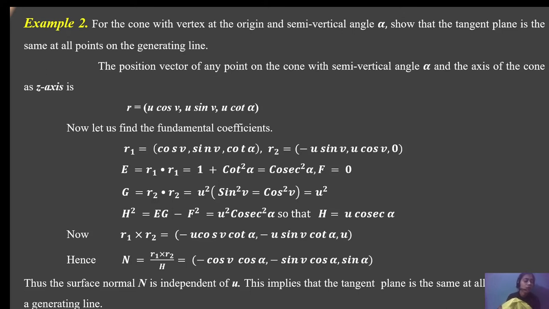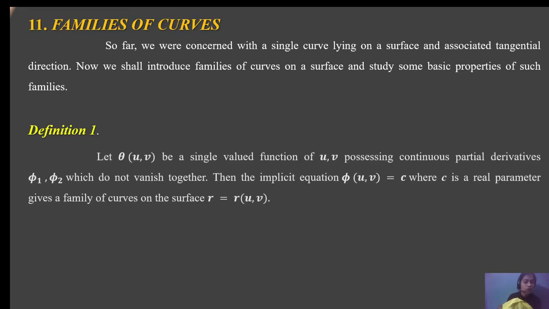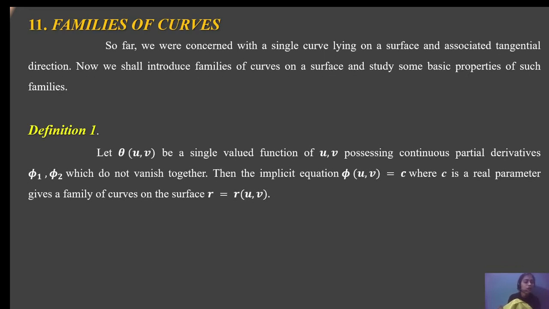Okay, both of these independent values will be given. Then, families of a curve. What is the meaning of families of a curve? A single curve lying on a surface, only a single curve lying on a surface, and an associated tangential direction. Now we introduce families of a curve on a surface and study some basic properties of such families.